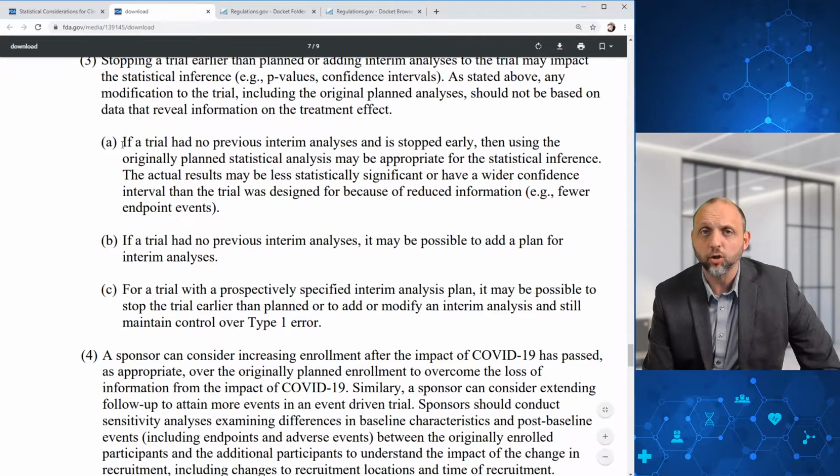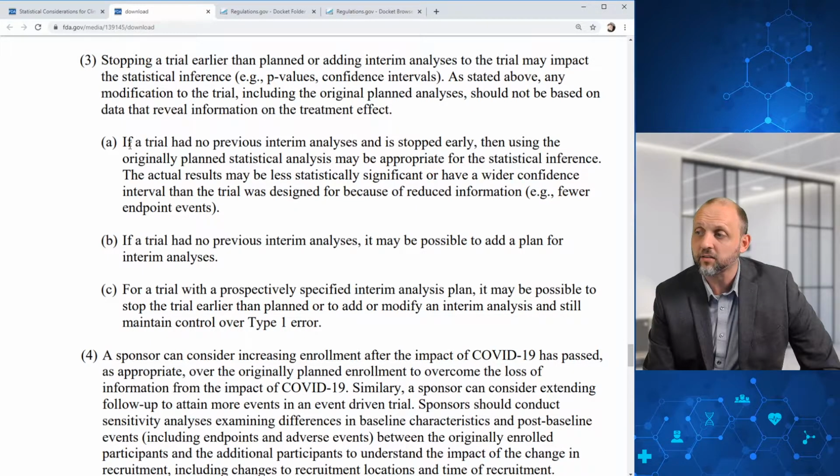If a trial had no previous interim analyses and is stopped early, then using the originally planned statistical analysis may be appropriate for the statistical inference, and the actual results may be less statistically significant or have a wider confidence interval than the trial was designed for because of reduced information. It would be fewer endpoint events, for instance.